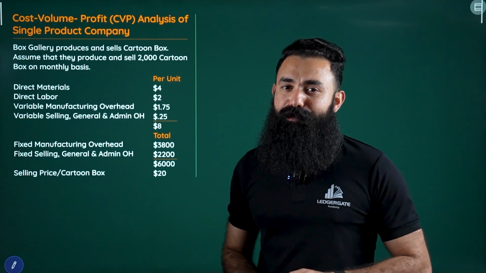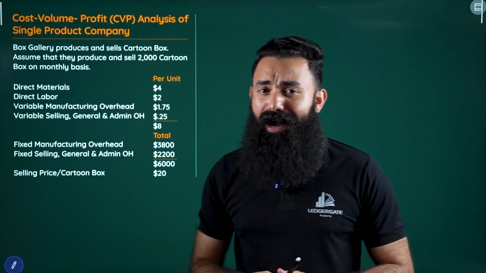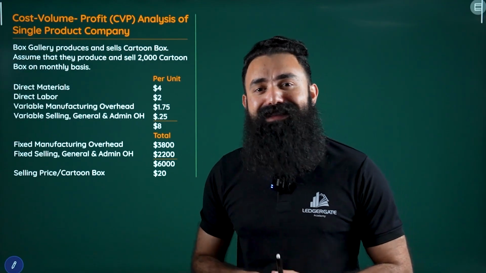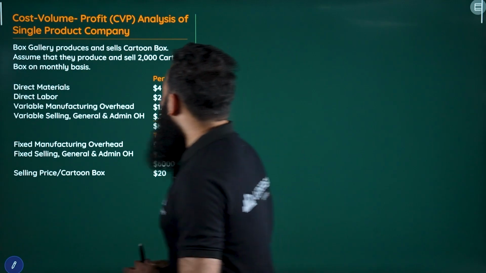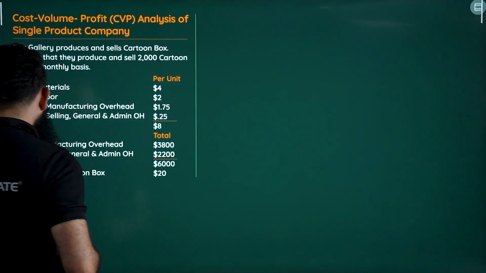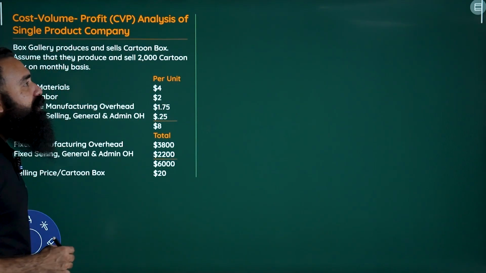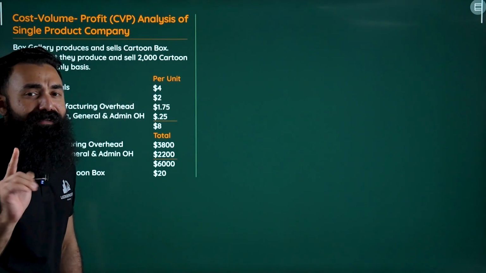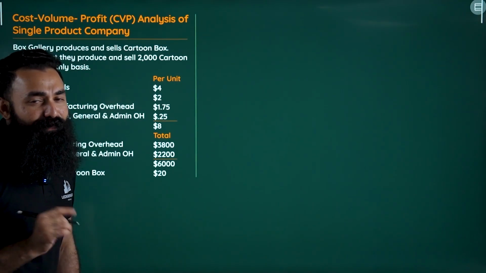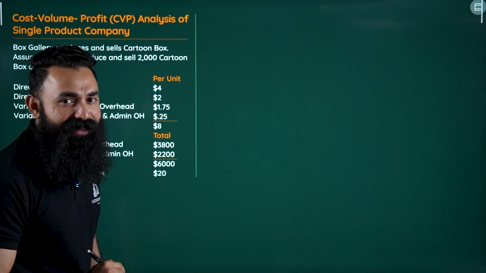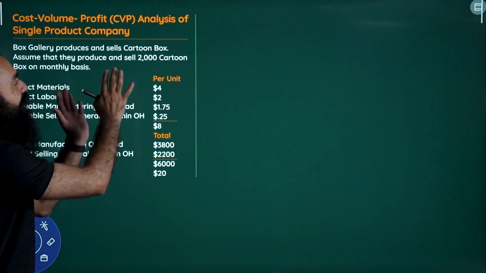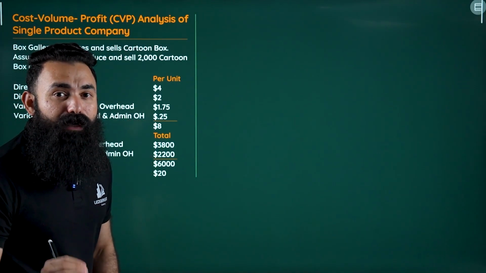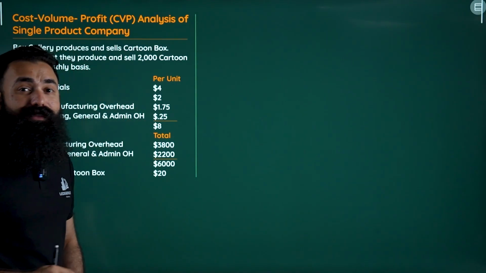This is the scenario. Based on this particular scenario, we are going to conduct the CVP analysis of a single product company. As part of our CVP analysis, the first point we have to take into account is break-even point. Before discussing what break-even is, with the available resources and details, we are going to prepare a contribution margin income statement.